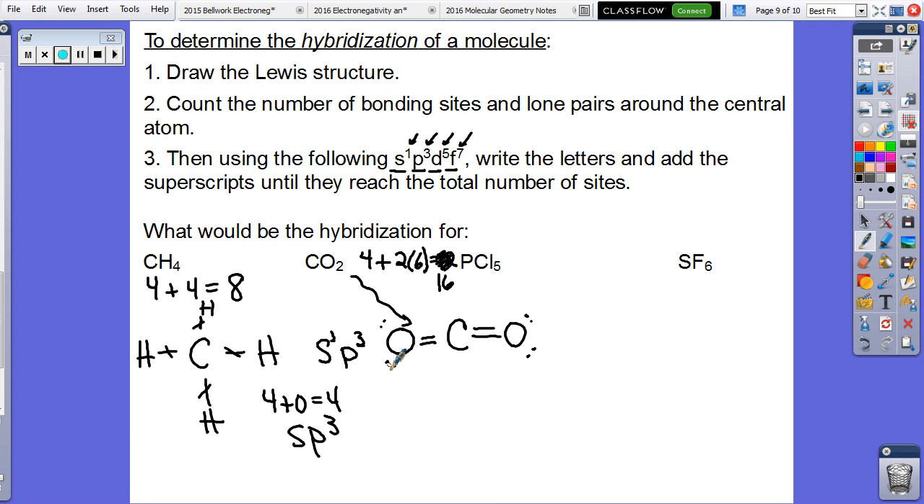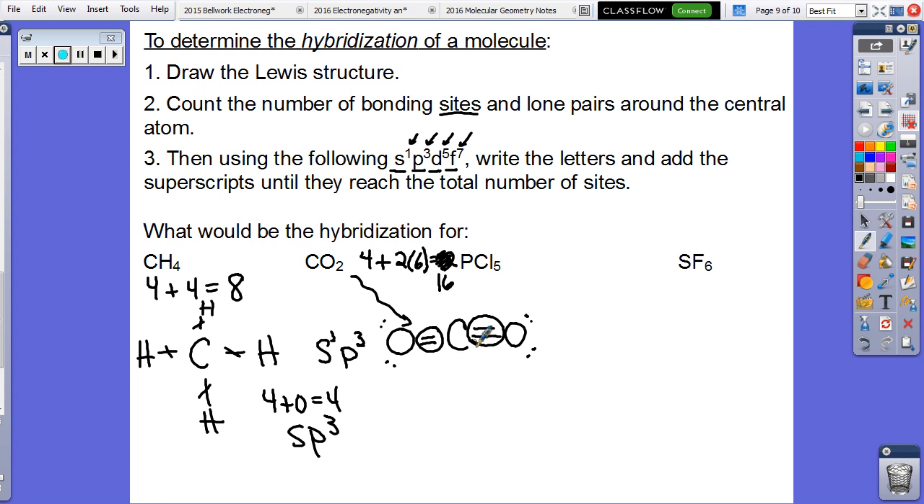The hybridization for this, I want to count the number of bonding sites and lone pairs on the central atom. I have 2 bonding sites. Double and triple bonds count as a bonding site. Okay, so don't count those twice. So don't count each double bond 2 times. It is 1 bonding site for hybridization.